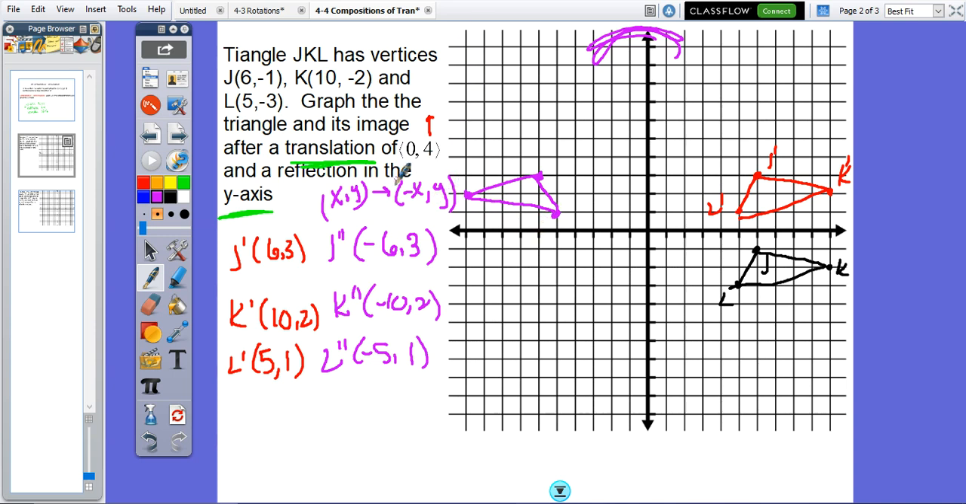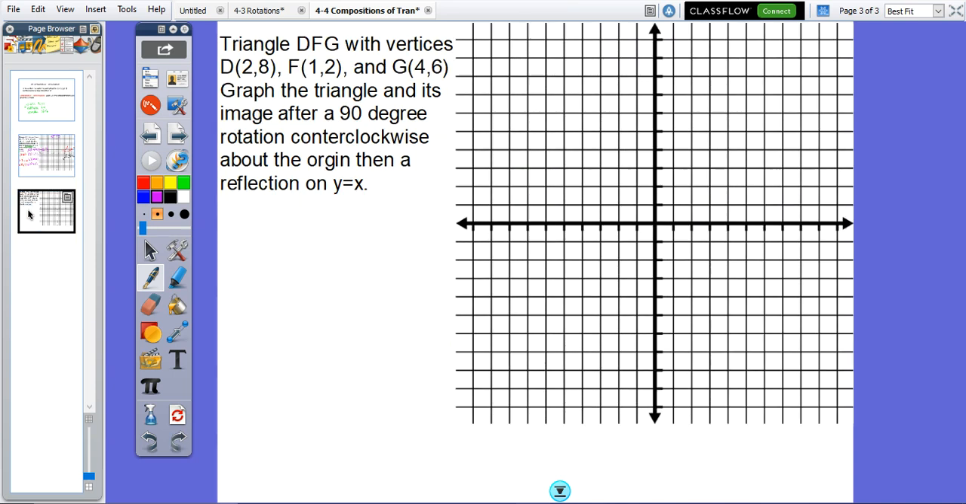And the order they tell you these transformations is very important. Here they told us to do a translation first, and then a reflection. Let's look at the next one. Here we're going to be doing a 90-degree rotation about the origin, so we're definitely still sticking to the origin. And then we're doing a reflection over y equals x. So this is some 4.1 information right there.